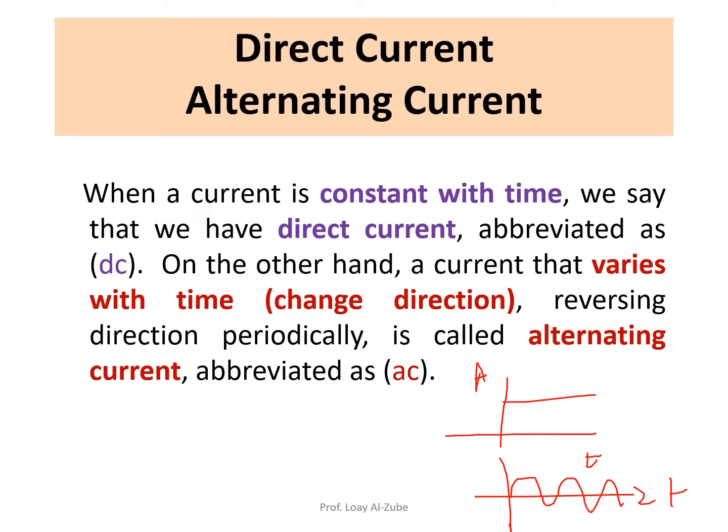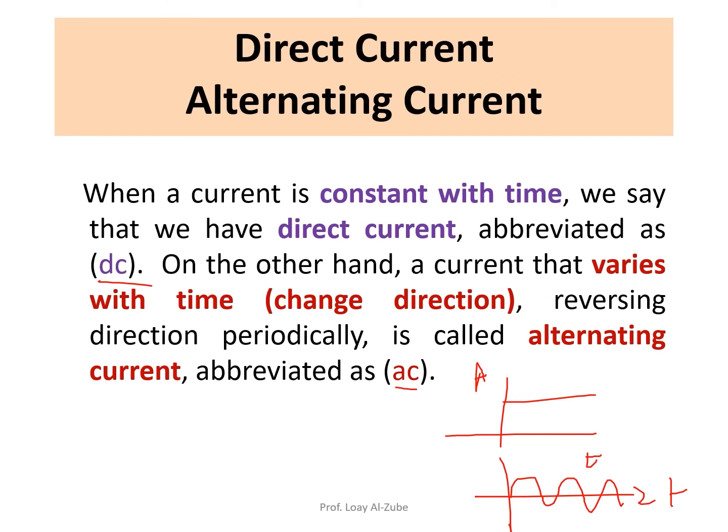If you have a current that's going like this over time, that's an alternating current. When the current is positive, it goes in one direction, and when it's negative, it's going in the other direction. So it changes its direction. That's why we call it an alternating current. DC for direct current and AC for alternating current, and that's how we are looking at current.